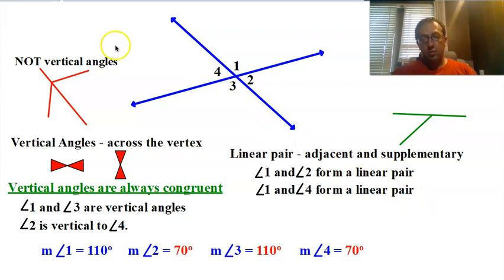So just to review, linear pairs are adjacent and supplementary. Adjacent means they're right next to each other. They're going to look like that. Supplementary means they add up to 180. Vertical angles are directly across the vertex from each other. It's got this bow tie or hourglass shape, and they will have the exact same measure.